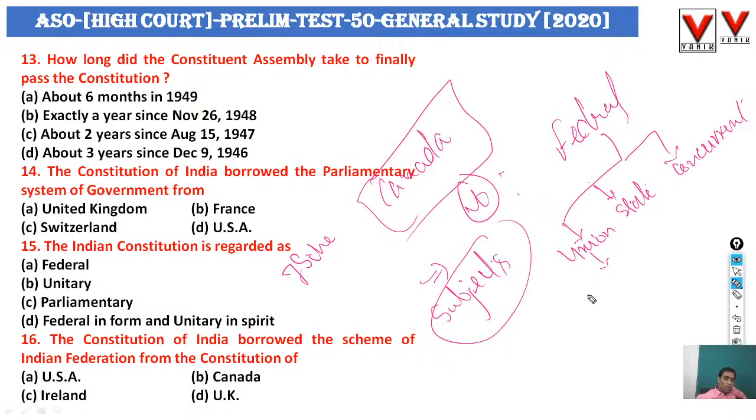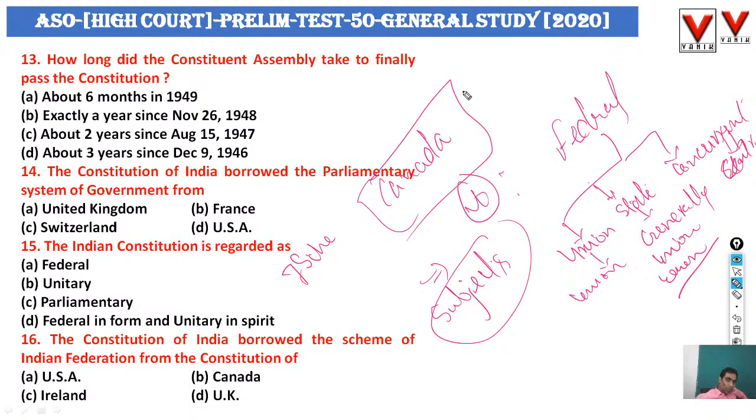On the subjects of the union list, only the union government can make law. On the subjects of the state list, generally the state government makes the law, but the union government can also make law whenever there is a need. On the concurrent list, both can make the law, and if there is any conflict between the center and the state law, the center's law is going to prevail.